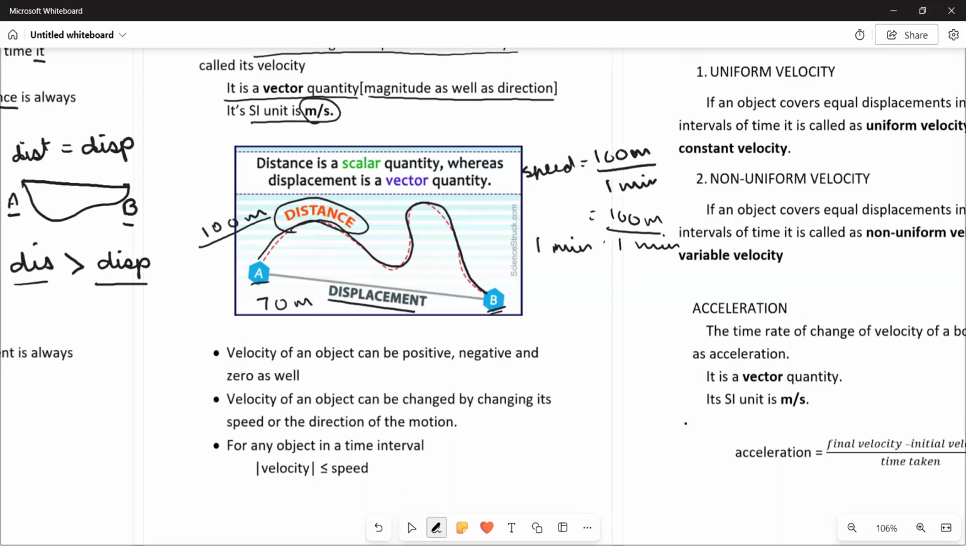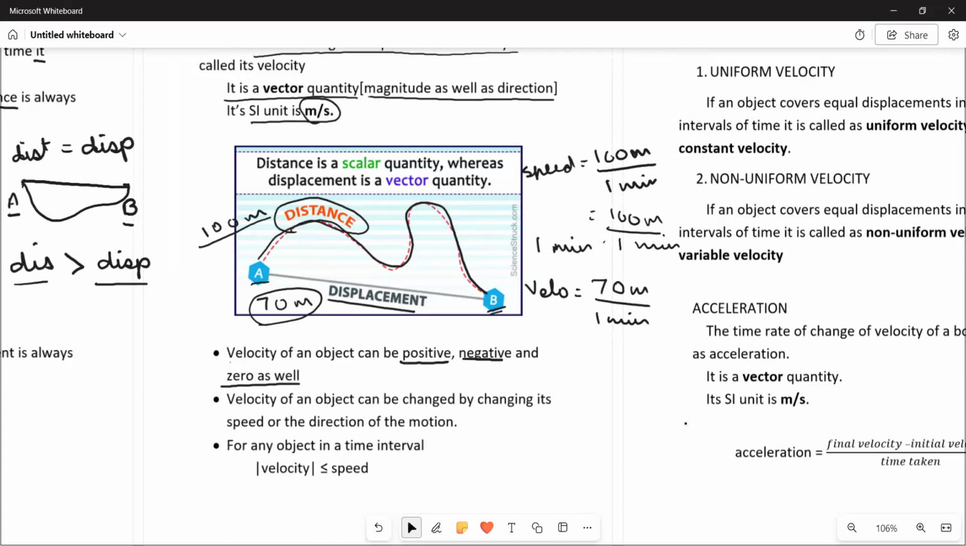Okay, but what about velocity now? To calculate velocity, we'll need displacement. Our displacement is how much? 70 meters. And to cover this 70 meters, we need only 1 minute. So our velocity will be 70 upon 1 meters per minute. Okay. So now the velocity of an object can be positive, negative, and zero as well.